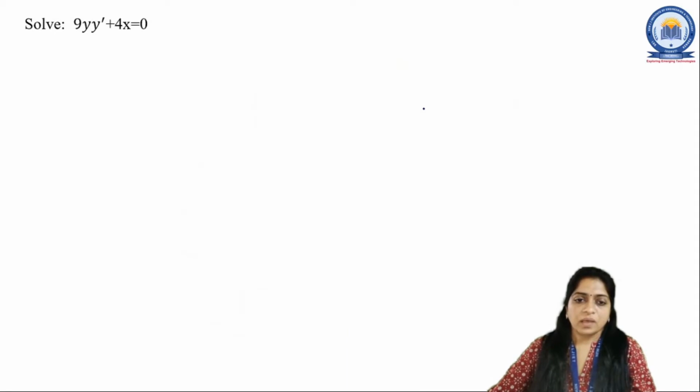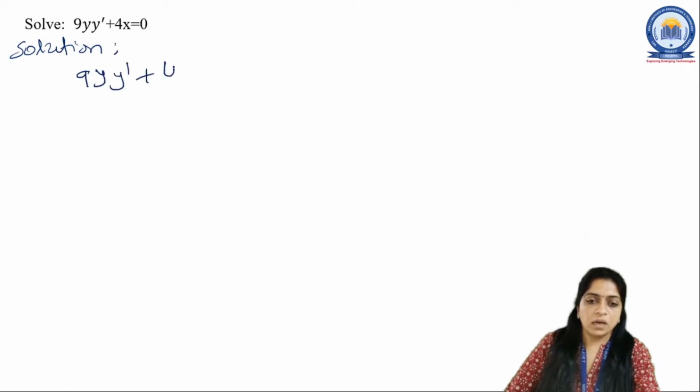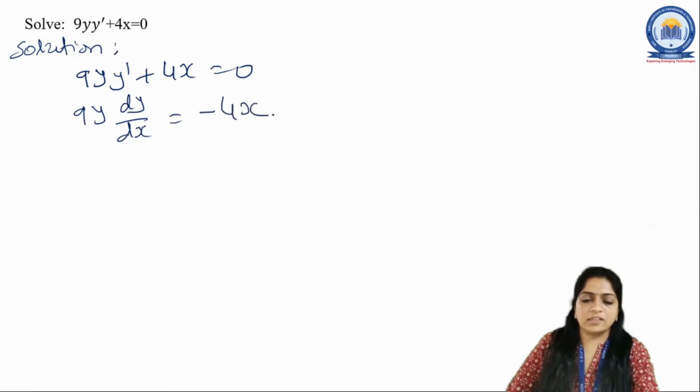Next, 9y dash plus 4x equal to 0. So, let's start the solution. As my given question is 9y dash plus 4x equal to 0, this y dash is dy by dx, right? And if I put this 4x on the right hand side, that is minus 4x. So 9y dy equals minus 4x dx.